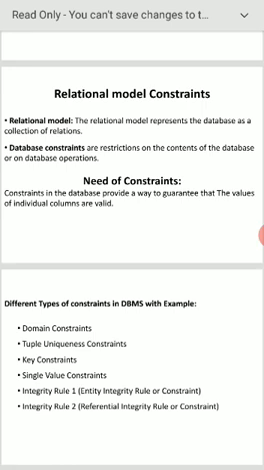Now let us see different types of constraints in DBMS with example. First one, domain constraints. Second one, tuple uniqueness constraints. Third one, key constraints. Fourth one, single value constraints. Fifth one, integrity rule 1, entity integrity rule or constraints. Sixth one, integrity rule 2, referential integrity rule or constraint.